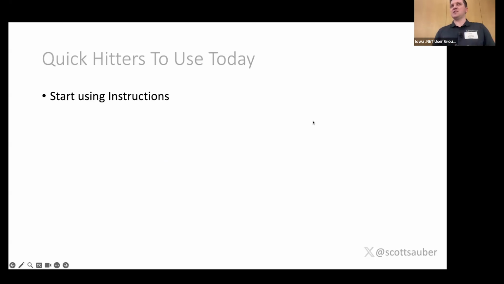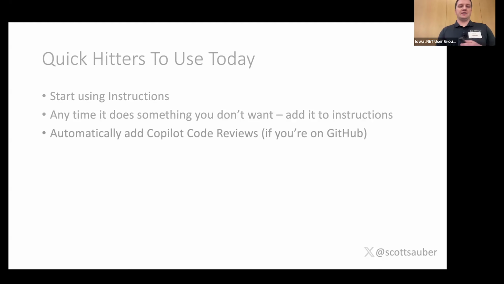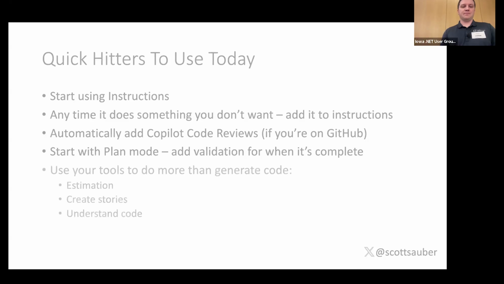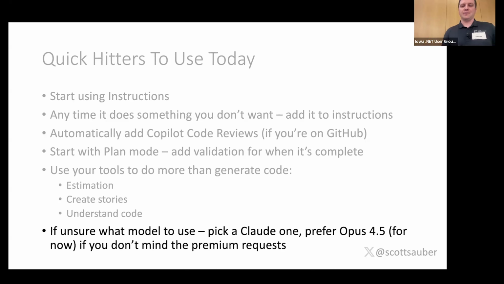All right, so some quick hitters used today. A lot of you aren't using instructions today. I think you should start using instructions. Again, anytime it doesn't do something you want, add it to the instructions. You should automatically add Copilot code reviews if you're on GitHub. Start with plan mode and add a validation for when it's complete. And then you can also use these tools not just for code generation, because I've been talking about that a lot today, but you can use it for estimating how big something is, or creating stories, or explaining code, things like that as well.